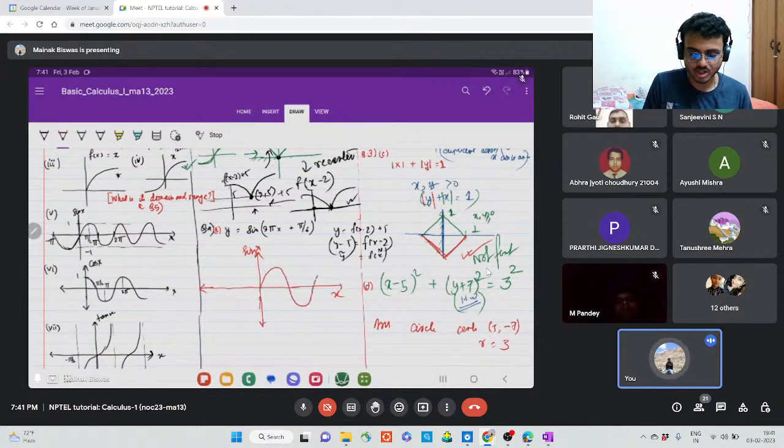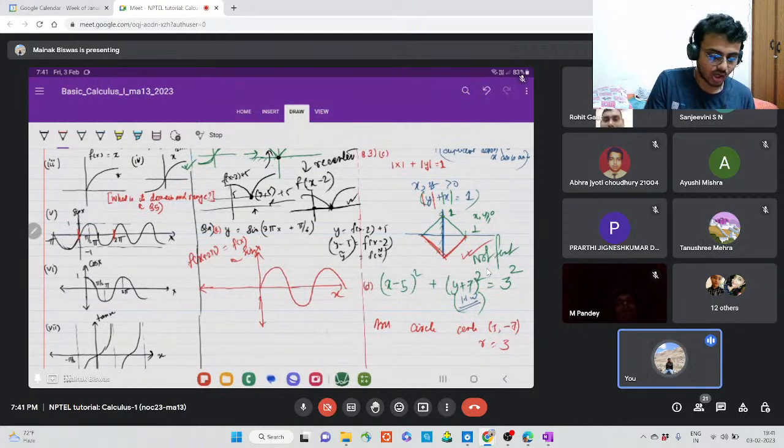It's a periodic function. That means f of x plus 2 pi is f of x. In this case, periodic over 2 pi, right? You can see every 2 pi the curve repeats itself, right? Yes. This is called a periodic function. All trigonometric functions are periodic.